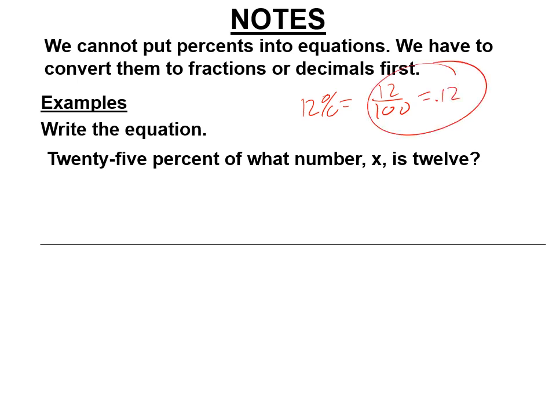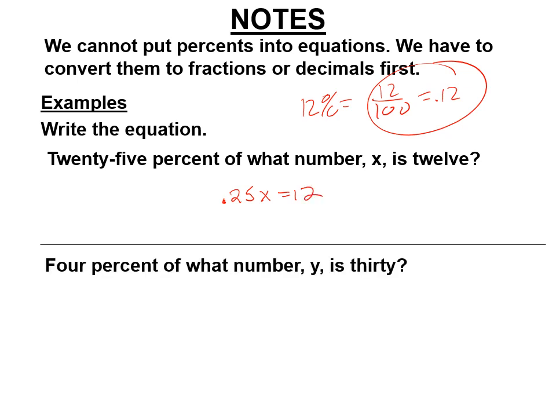It says write the equation. 25% of what number x is 12. So 25% is 0.25, times x equals 12. You wrote an equation. 4% of what number y is 30. 4%, right? Let's make sure we all can do that. 1, 2 is 0.04. 0.04y equals 30. That's the kind of equations we're going to solve today.